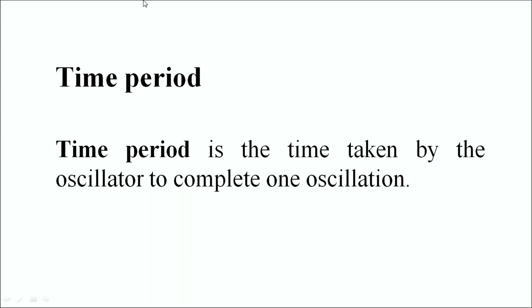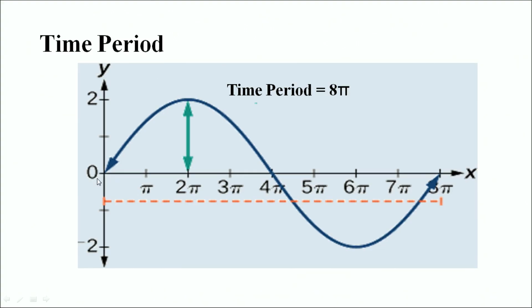Next, the time period of the system. Time period is the time taken by the oscillator to complete one oscillation. Again, in terms of the same graph, we see that one oscillation is completed when it starts from the displacement 0 and reaches the displacement 0 again in this much of time. How much is this time? This is 0 to 8 pi. So, the time period of this system is 8 pi.